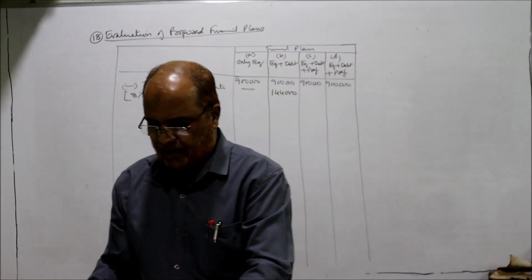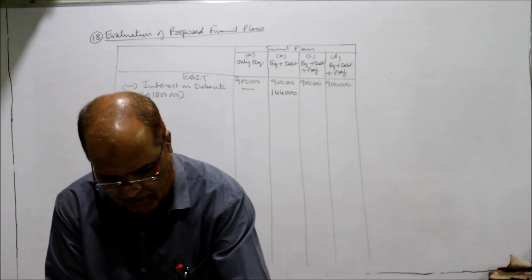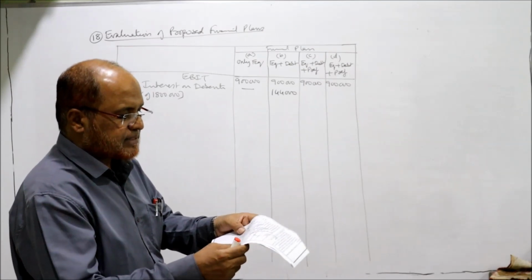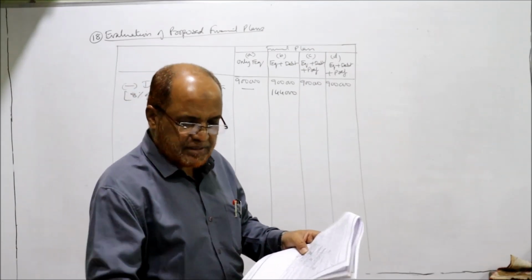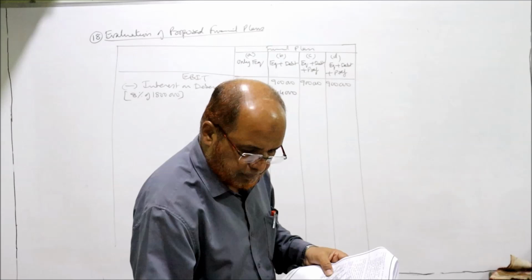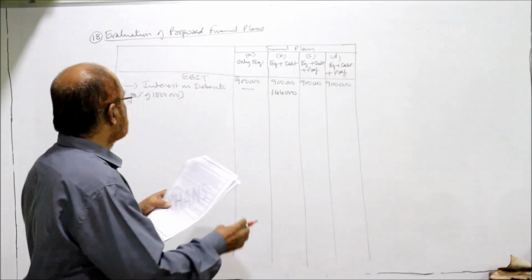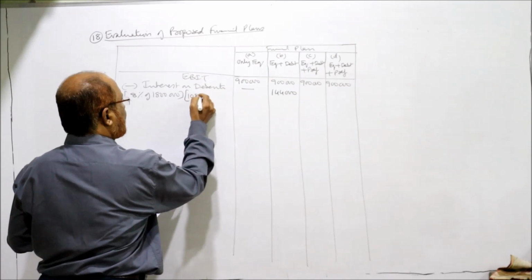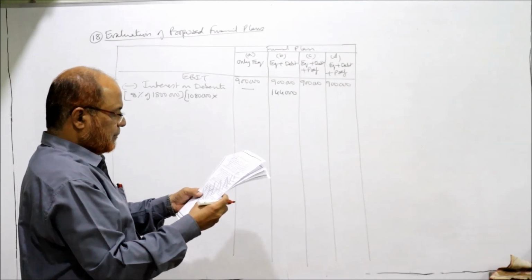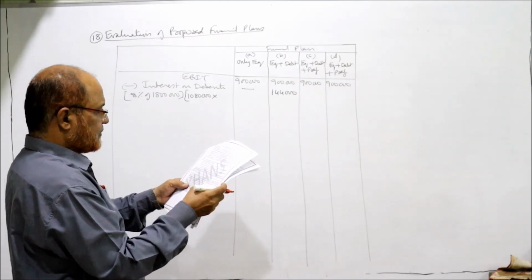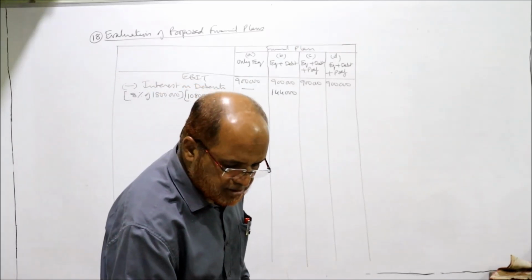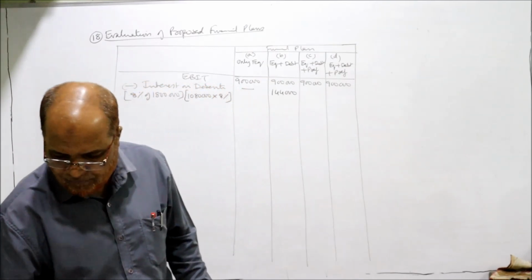Unnecessary time will be wasted in calculations, so directly I will take. Now third plan. In the third plan, how much is the debt? 40% equity, 30% debt. So 36 lakh rupees का 30%. 36 lakh rupees into 30%, you will get 10,80,000, into the rate of interest, 8%. So 10,80,000 into 8% is 86,400.